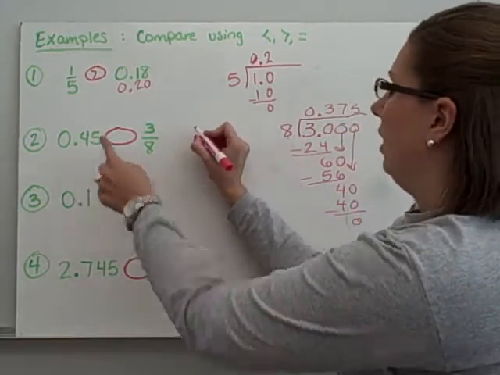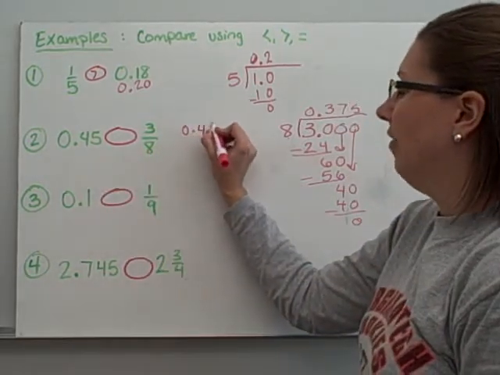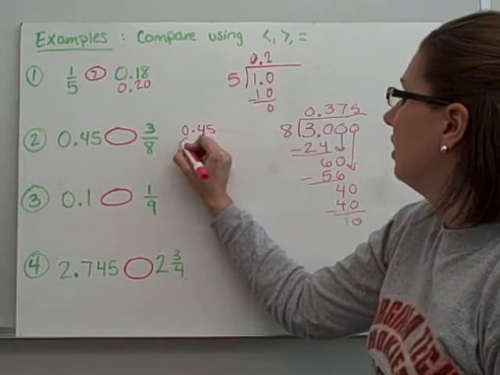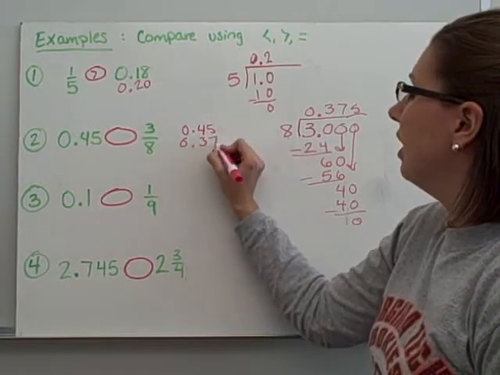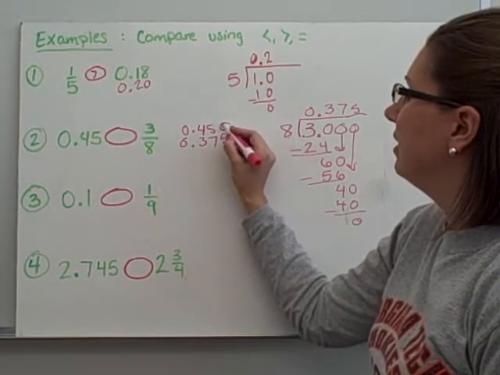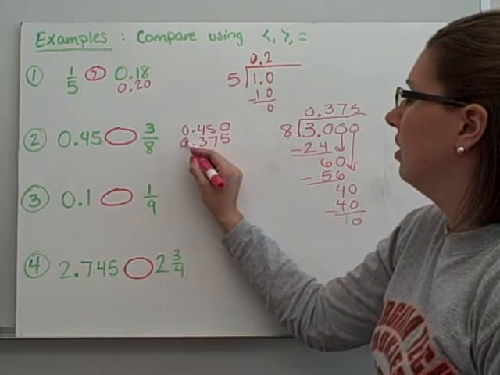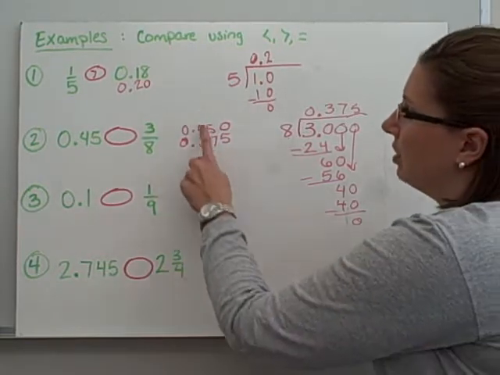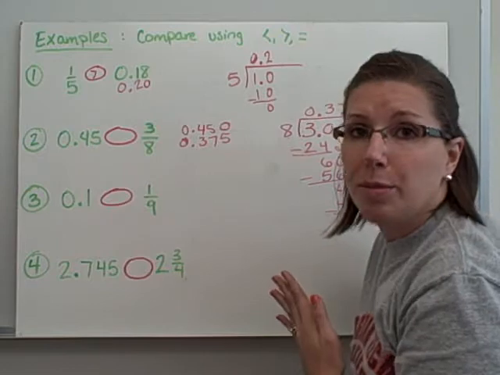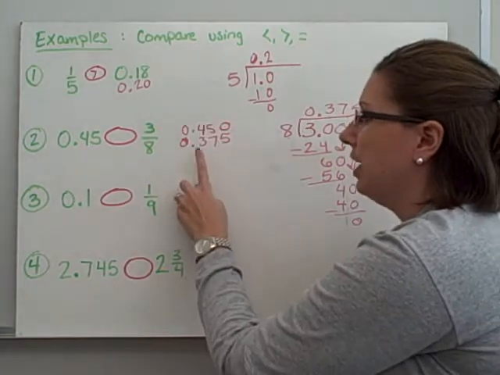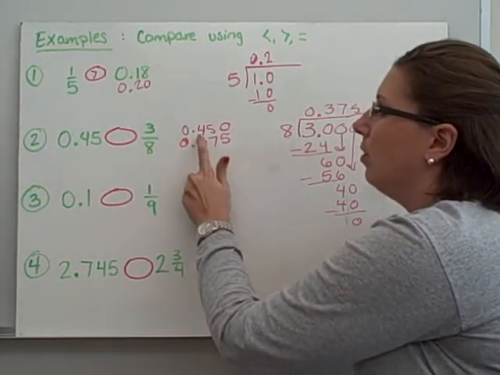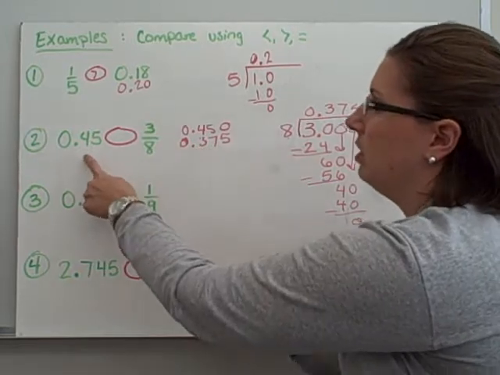So I'm going to compare 0.45 and 0.375. Add a 0 here as a placeholder. Now you just compare according to the place value. If I'm looking in the tenths place, you'll notice that my 4 is bigger than the 3, so this number is greater.